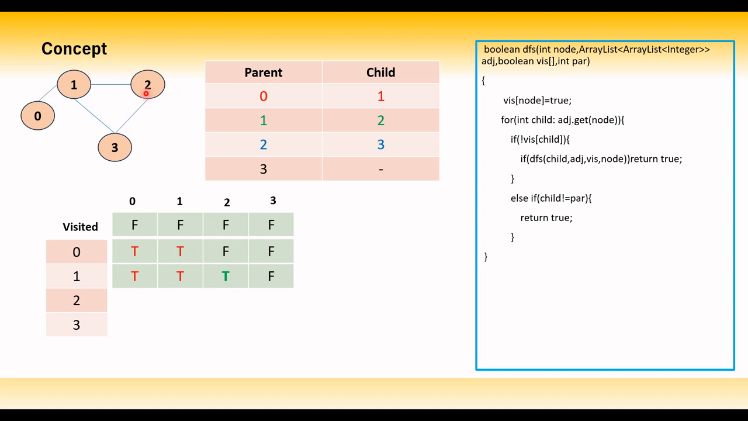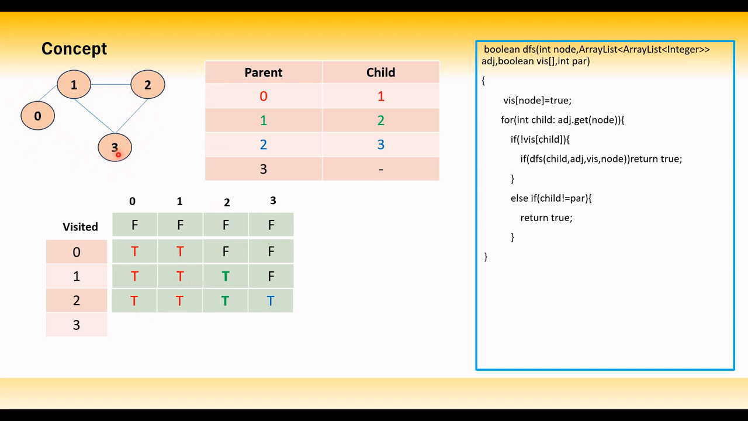Then at this step, at node 2, we'll again check which of the nodes are not yet visited. Since there are only 2 adjacent nodes to 2, of which 1 was already visited and 1 is the parent of 2, we cannot conclude that it has a cycle. So we'll consider 3, which is not yet visited, and we'll hop on to 3 and mark it as true. Now we have visited all of the nodes present in this graph.